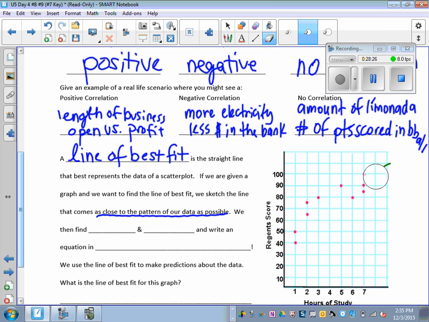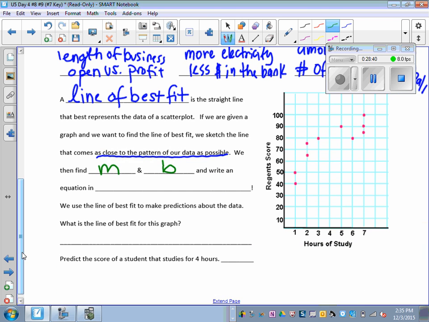Let me erase these so it doesn't mess this up. So we sketch the line that comes as close to the pattern as possible. We then find our slope, which is m, and our y-intercept, which is b, and write an equation in slope-intercept form, which is y equals mx plus b. So again, this is slope, this is y-intercept, and this is slope-intercept form.